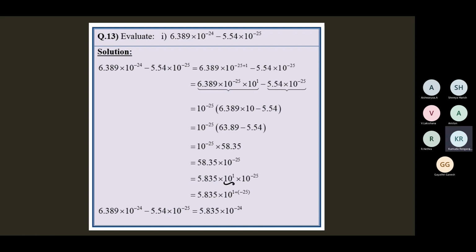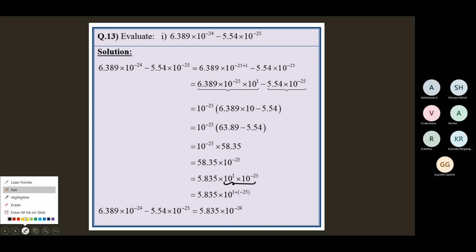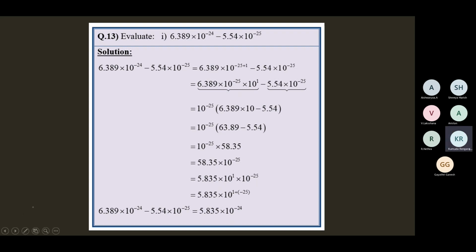Now you can simplify these two because bases are same and it's multiplication. So you need to add the powers. So you see here, we add the powers. And the final answer is 5.835 into 10 to the power minus 24 because 1 plus minus 25 is minus 24. Is that understood, children? Yeah, ma'am.